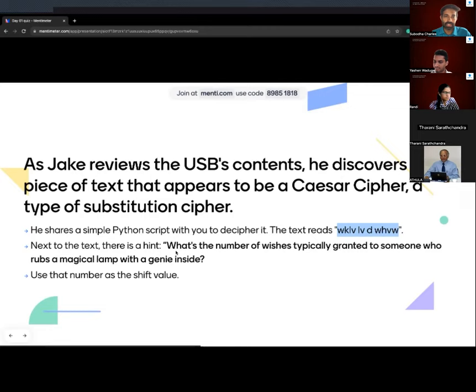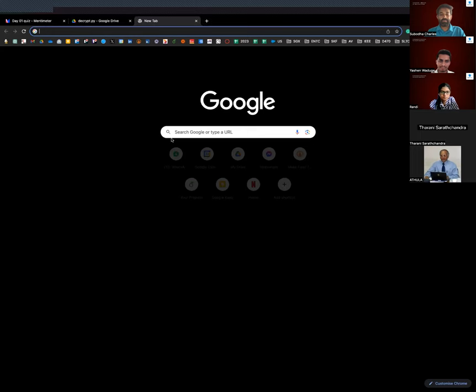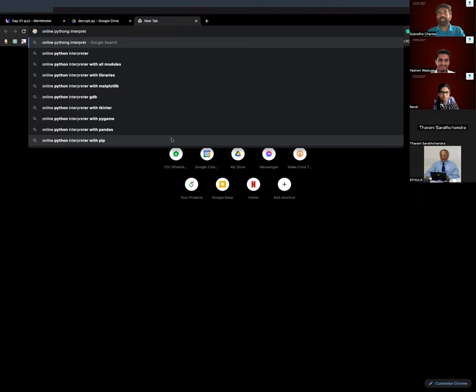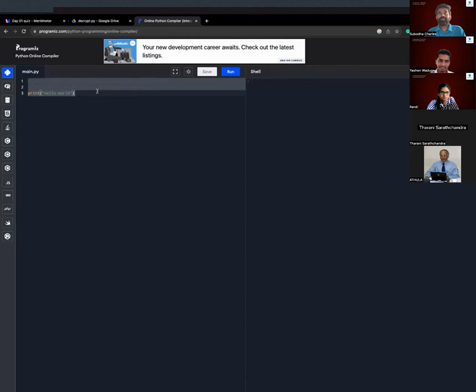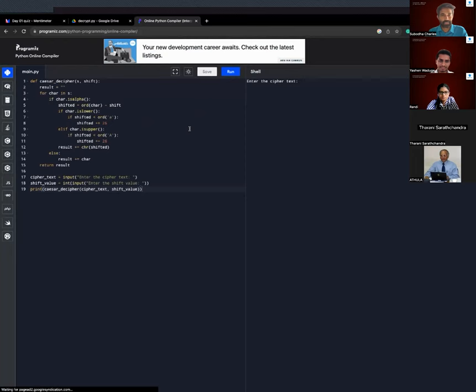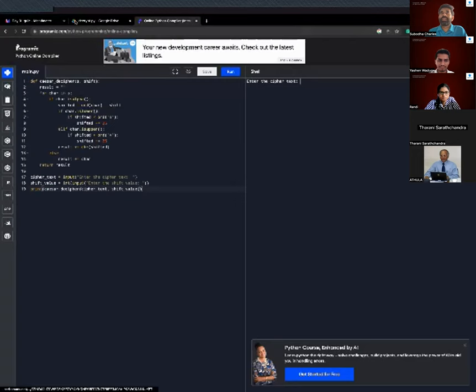Okay, so the code is now here. Let me copy paste this so you can do the same with me. All right, so here is the code. You can simply Google for an online Python interpreter or anything like that. Then you will get something. This is where you can copy paste your code and you can get it to run. All right. Once you come to this point, it asks you to enter the ciphertext. Then you copy paste this content over here.